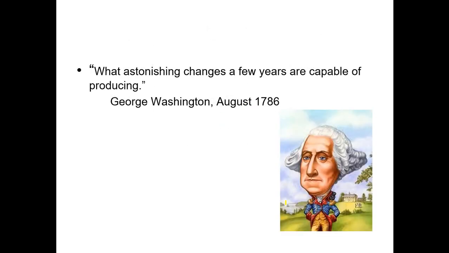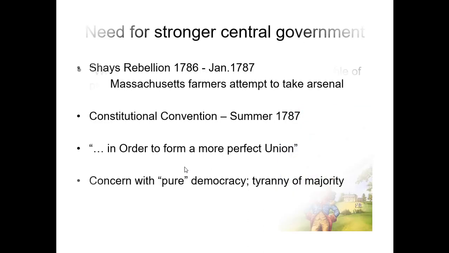So a lot of stuff was happening, and even George Washington was very concerned about what was going on, and felt, along with James Madison and Alexander Hamilton, that a stronger central government was needed in order to keep the states together. Shays' Rebellion was the incident that probably was the last straw that inspired the Constitutional Convention.